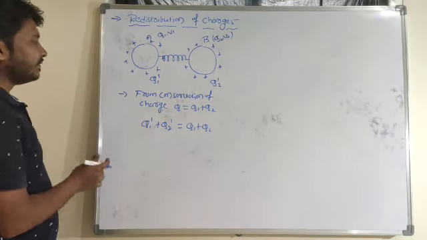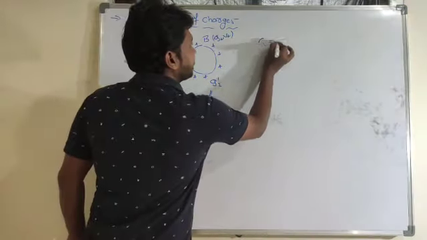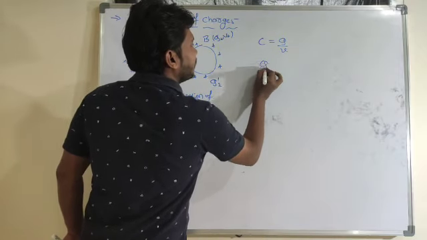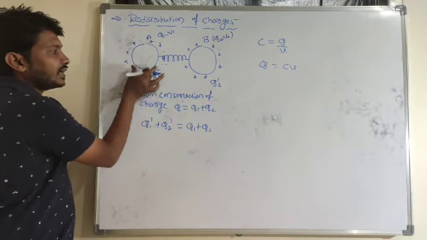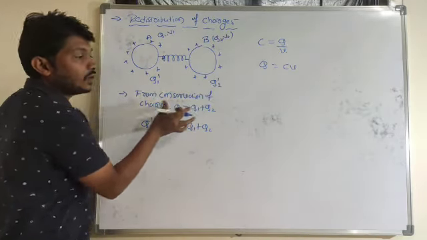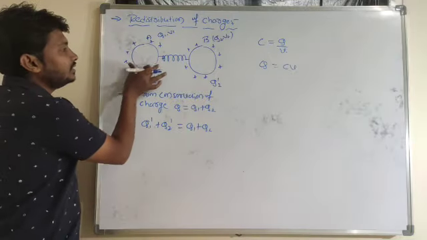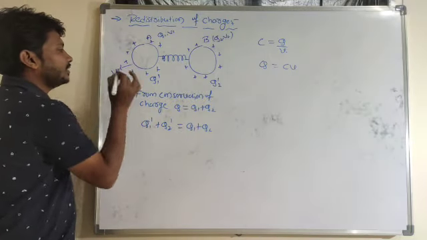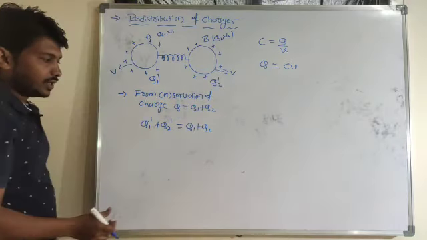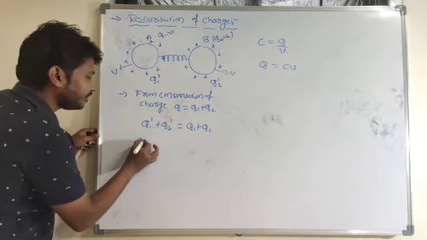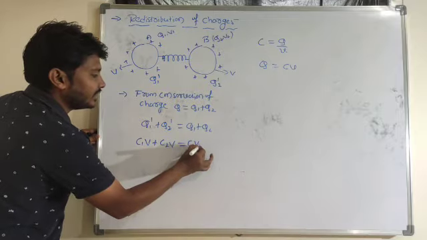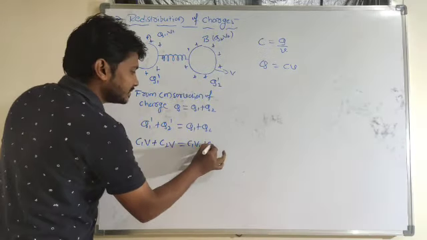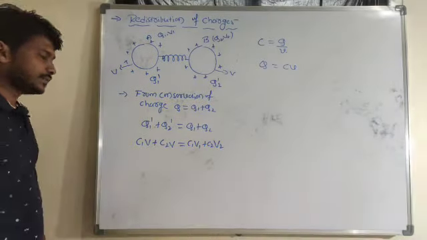From the basic definition of capacitance, C is equal to Q by V, so Q is equal to C into V. After connecting, charges flow from higher potential to lower potential. After a certain interval of time, these two bodies attain a common potential. Let V be the common potential. So Q1 dash is C1 into V, and Q2 dash is C2 into V. Before connecting, the first body has C1 with potential V1, and the second body has C2 with potential V2.